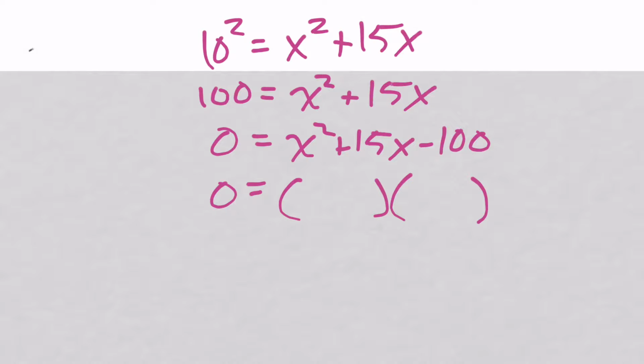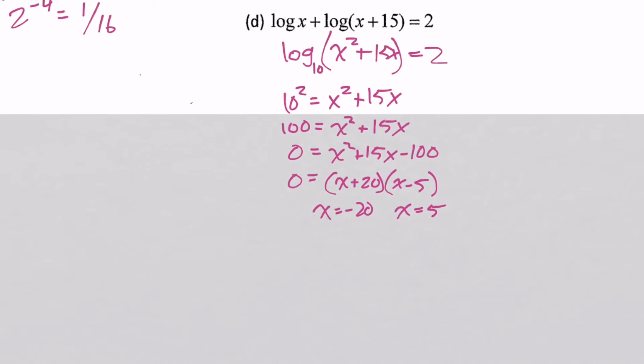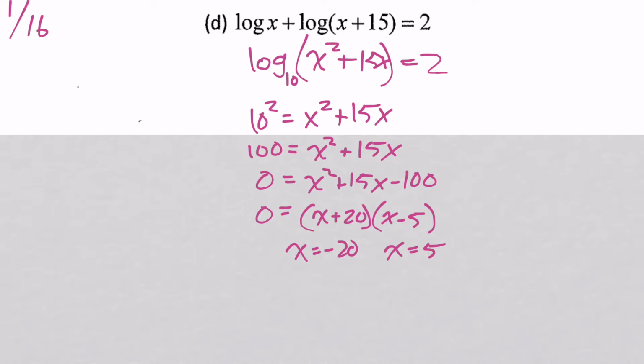How do we factor it? Well, x and x. What multiplies to 100 and adds to 15? I'm thinking 20 and 5. 20 needs to be positive, and the 5 needs to be negative to give us the positive 15. So what solutions would we get? Well, we would get x equals negative 20, and we would get x equals positive 5. And you might be like, woohoo, we did it, we're finished. Well, unfortunately, only one of these is actually a solution, and that is the positive one.